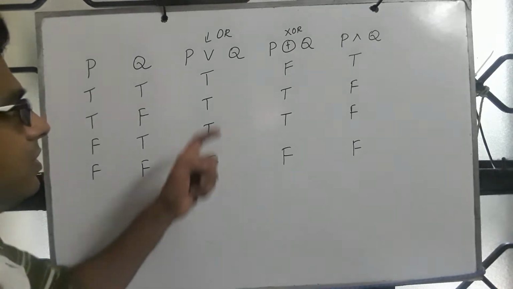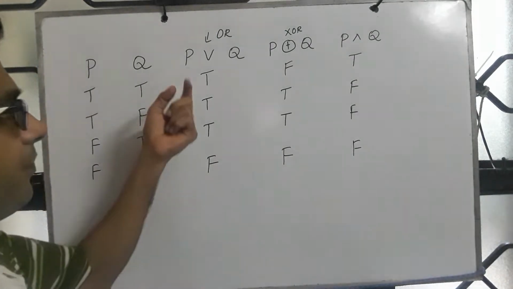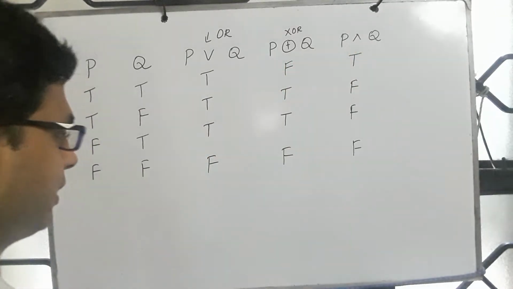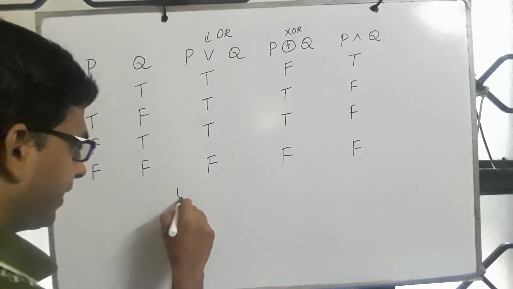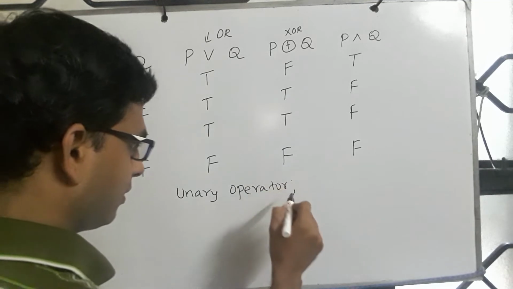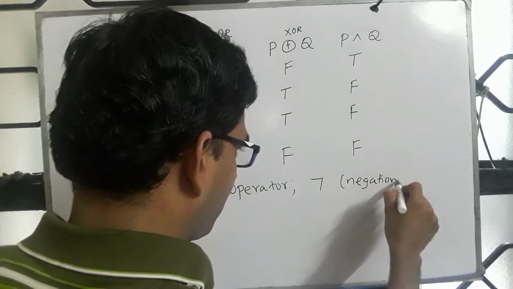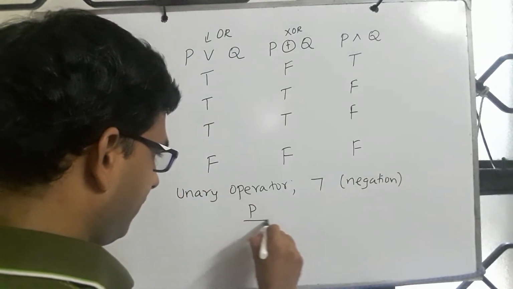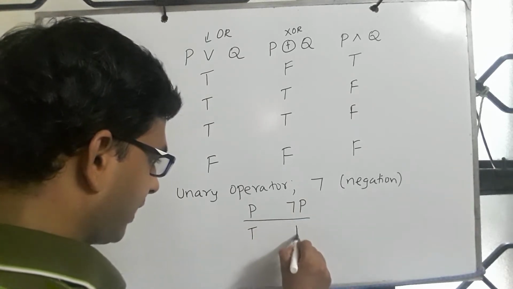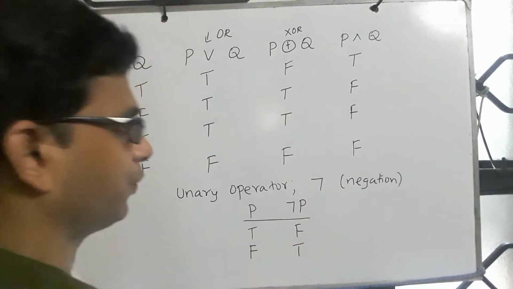So in some sense, these operators are binary operators. I need two propositional variables. We also have a unary operator. Unary means one, which is negation. So you have P, you have negation P. If P takes the value true, negation P takes false. If P takes false, then negation P takes true.